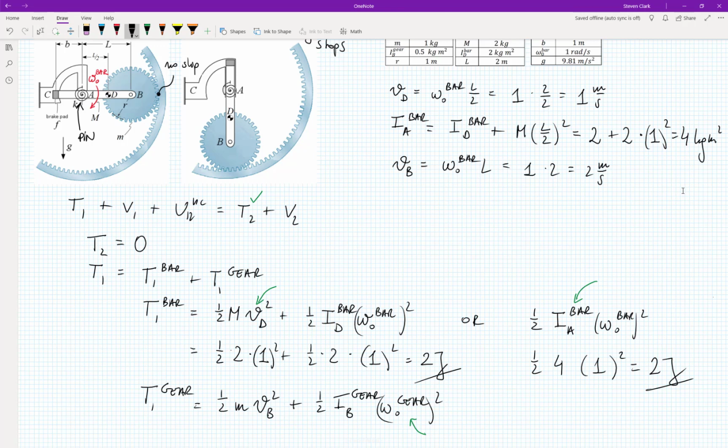And now omega_0 gear. So I think that we can find omega_0 gear if we express V_B in a different way. So V_B can also be expressed as omega_0 gear times R, I believe. Because you guys can see that that point, let's call it E maybe, has 0 velocity.